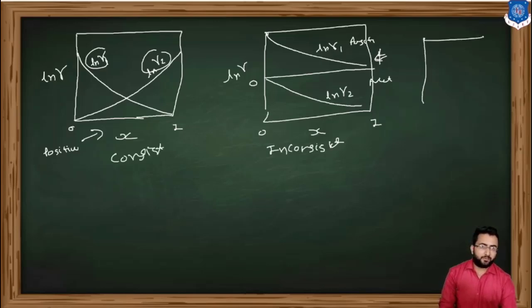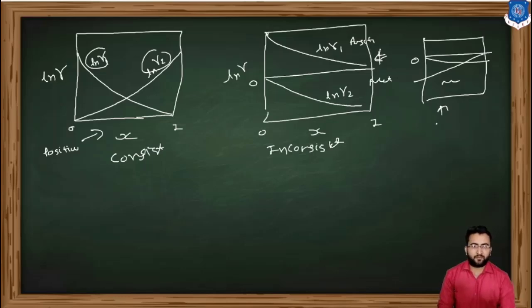Similarly, for negative, let's suppose this is a zero line and ln gamma 1 and ln gamma 2 are represented like this, then both have negative values. So we can say that this type of graph has consistent, or correct, data. That is the second assumption. Now let's discuss the first assumption.